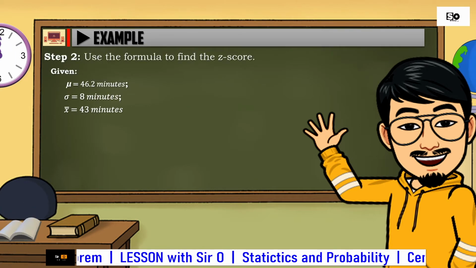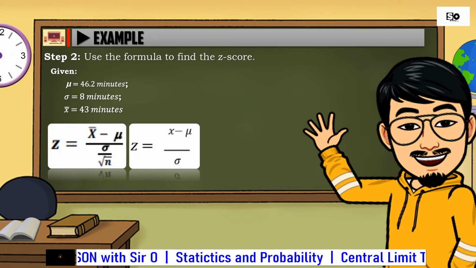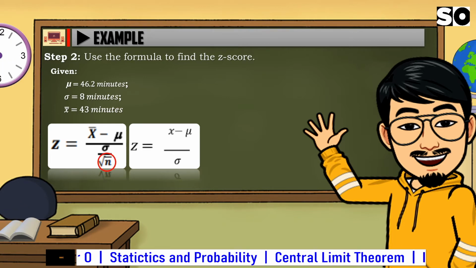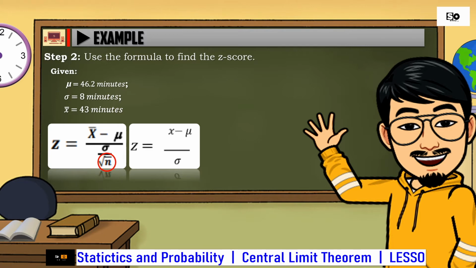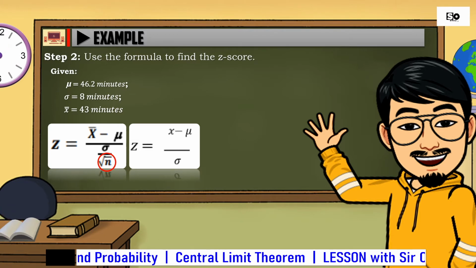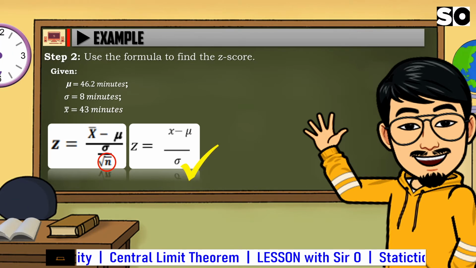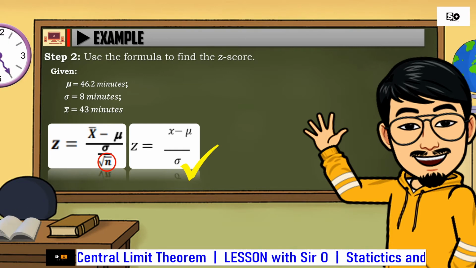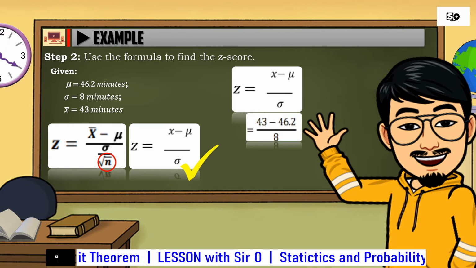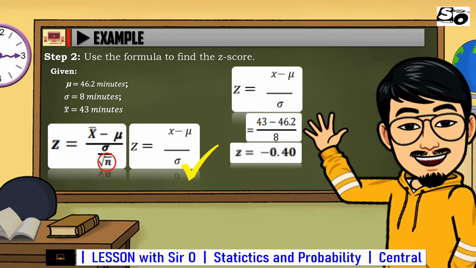Step 2. Use the formula to find the z-score. We have two formulas in finding the z-score. In the first formula, it has a sample size. In our given, we don't have a sample size. So, we are going to use the second formula. Z-score is equal to sample mean minus population mean over standard deviation. Substitute the given. Z-score is equal to negative 0.40.